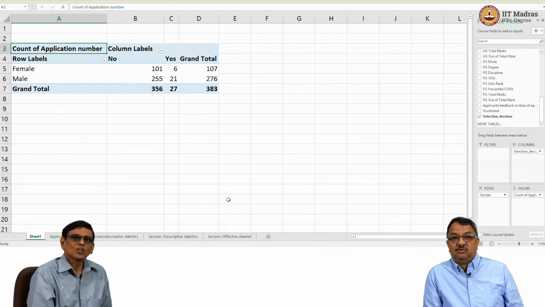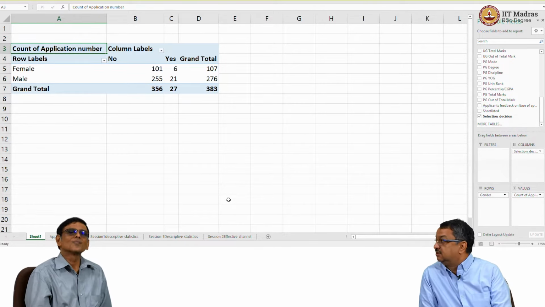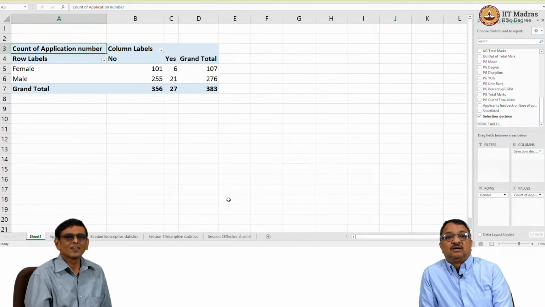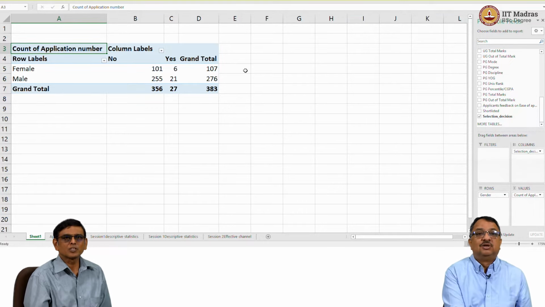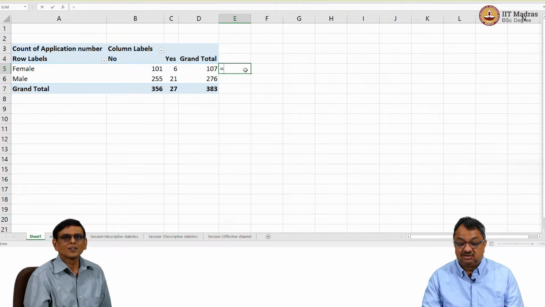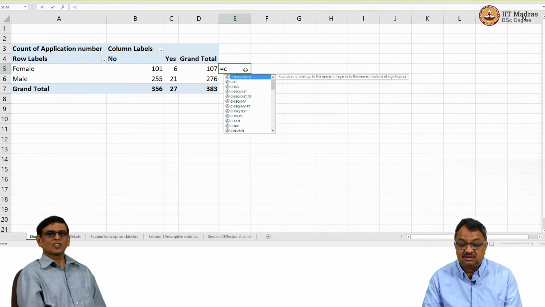So if I move selected yes/no to the columns portion, we know that out of 107 women, 6 were selected, and out of 276 men, 21 were selected. If you want to look at the selection ratio, that's 6% and this is 10%. So it's not the same.